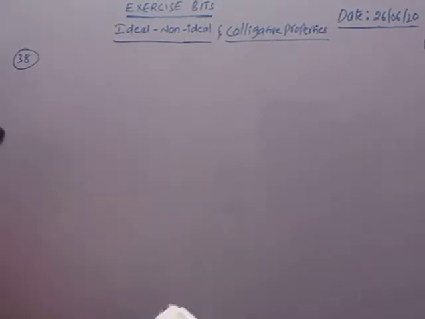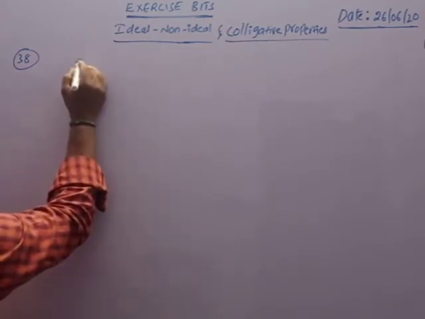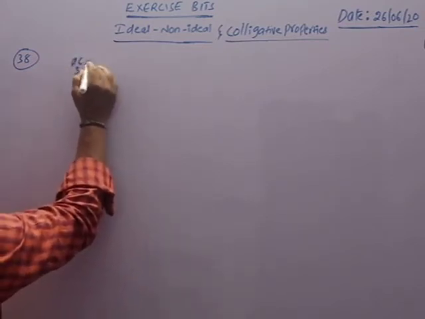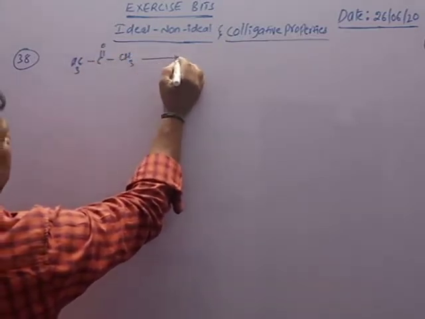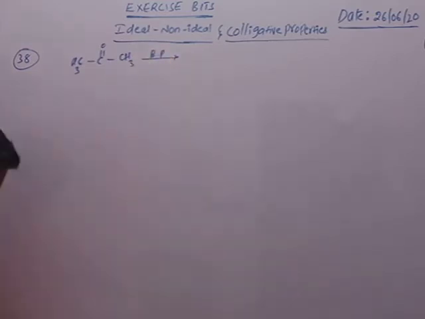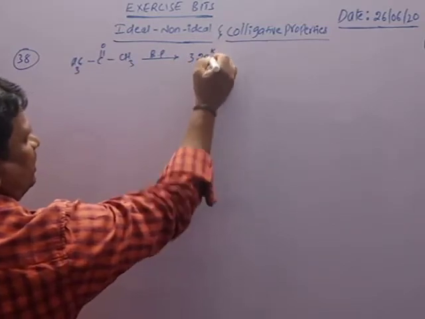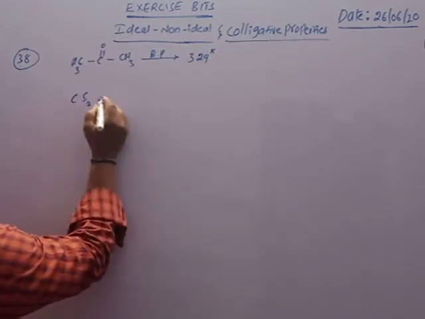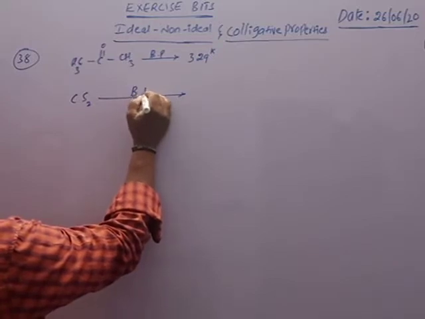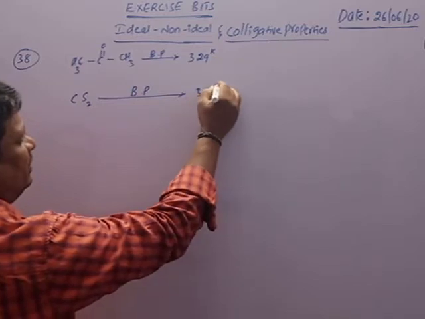Then, according to the data, acetone's boiling point is 329 Kelvin. Acetone is CH3 C double bond O CH3, and its boiling point is 329 Kelvin. Same as carbon bisulfide, CS2. Now its boiling point is how much? 320 Kelvin.